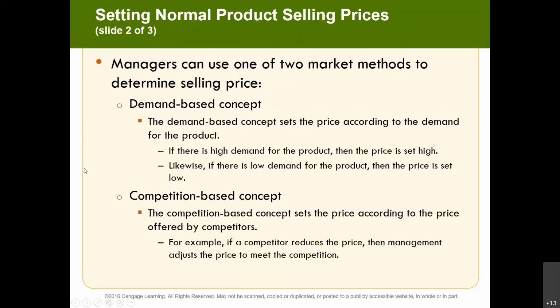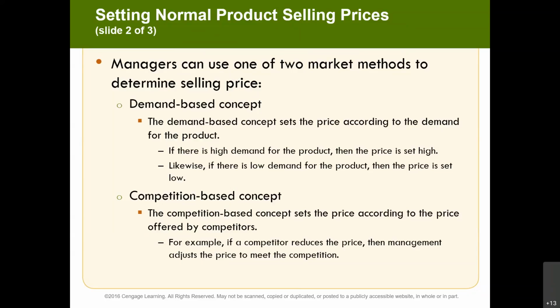So managers can use one of two market methods to determine its sales price. We did talk about this, I believe, in an earlier chapter to some degree. A demand-based concept or a competition-based concept. In the demand-based concept, we're setting our sales price based on the demand for the product. If there's high enough demand for the product, then we can set the sales price higher. Likewise, if there's lower demand for the product, we can lower our prices.